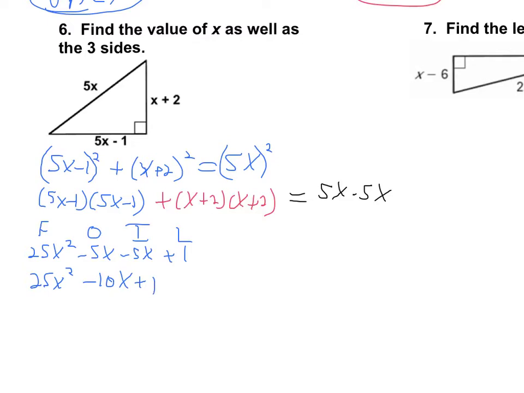All right, let's go to the next one. So the firsts, x times x is x squared. Next is outside, x times 2 is 2x.